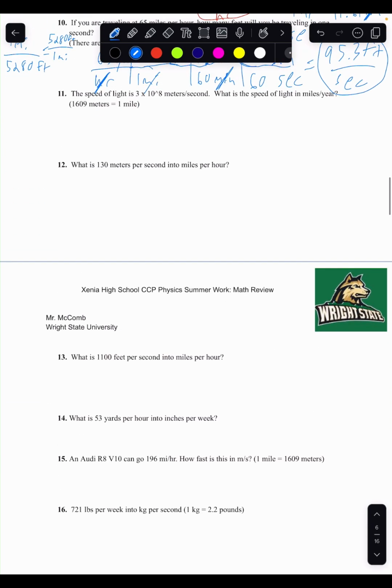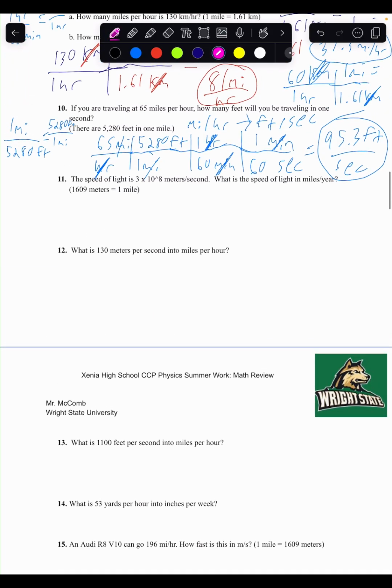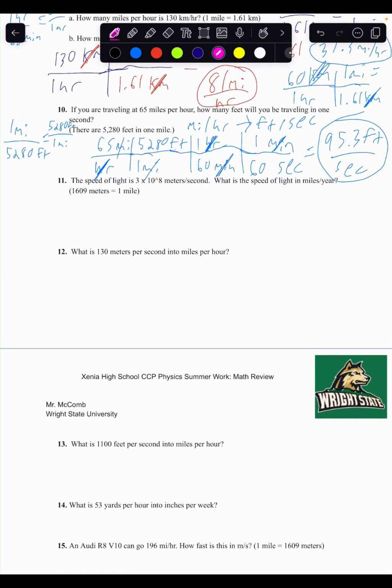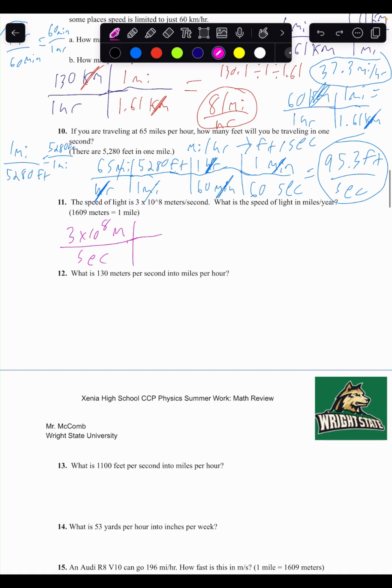Okay, next example. Speed of light is 3 times 10 to the 8th meters per second. What's the speed of light in miles per year? Very similar process. We want to do that conversion. So we start with 3 times 10 to the 8th meters per second. I want this in miles per year, so I want this to be miles and I want this to be years. Okay, so let's do this. This is going to be a long one, but not too hard if we remember what every step is.